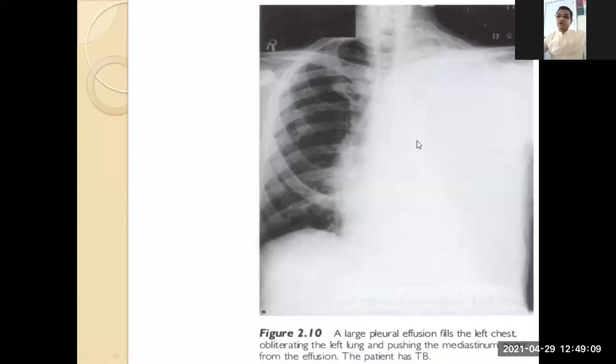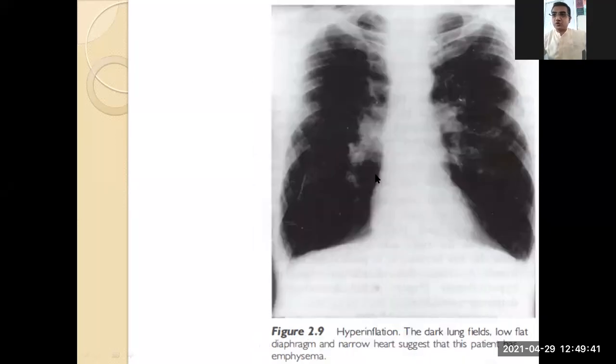So ultimately you will look full white. The patient has TB, and because of TB the patient started having a pleural effusion. So ultimately the mediastinum is also deviated towards the left side. The pressure is decreased over the right side. There is more pressure over the left side. So the mediastinum will be deviated to the right. Yes, high pressure to low pressure.